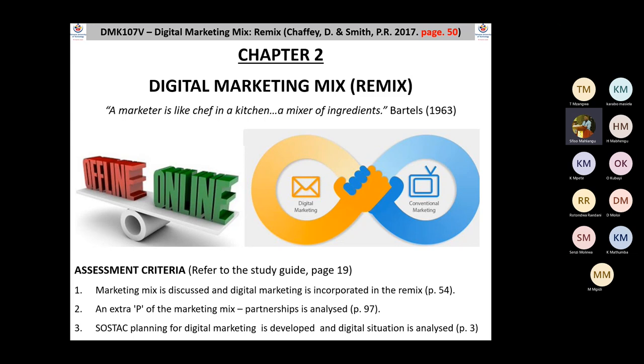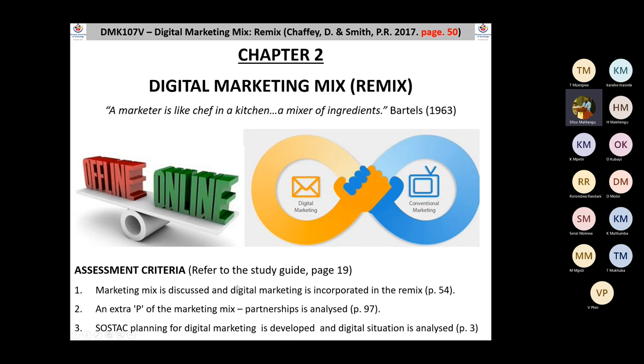Number 1, we should be able to discuss the marketing mix. This is in a traditional format: what is the marketing mix, and what are its elements? We should also be able to incorporate digital marketing in the remix. The product stays as an element, but when you talk about a digital product, what are we talking about? That's when we incorporate content, participation, or engagement, and so on. We'll be looking at the value proposition to help us understand that part.